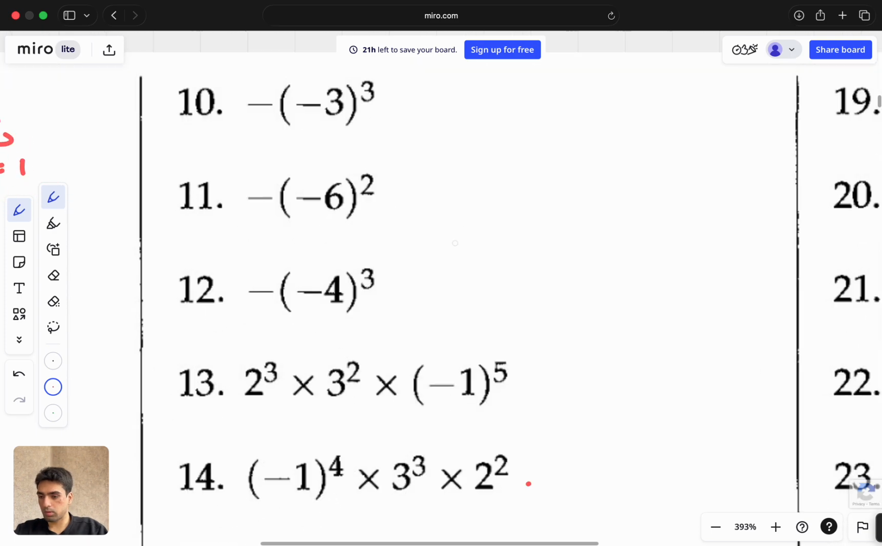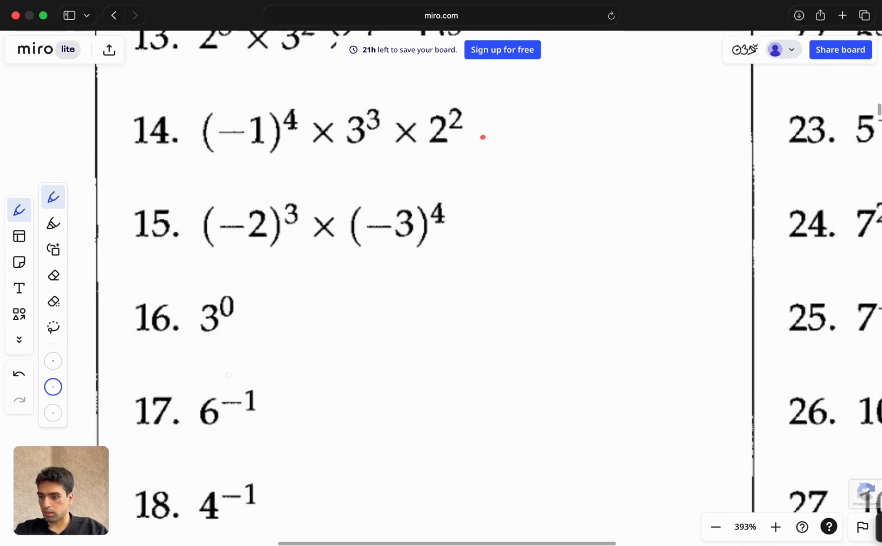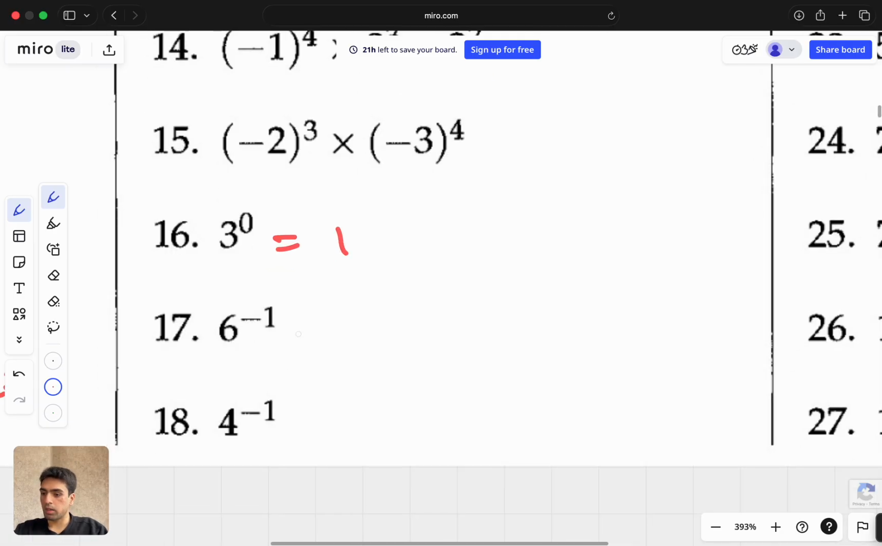We have some more questions. Let's see. So this is going to be 1, because anything to the power of 0 is 1. This is going to be 6 to the power of negative 1, which means you change it to a positive value, right? So it's 6, 1, and then you just flip it, so it's 1 over 6. Same with this, it becomes 4, and then 1 over 4, right?